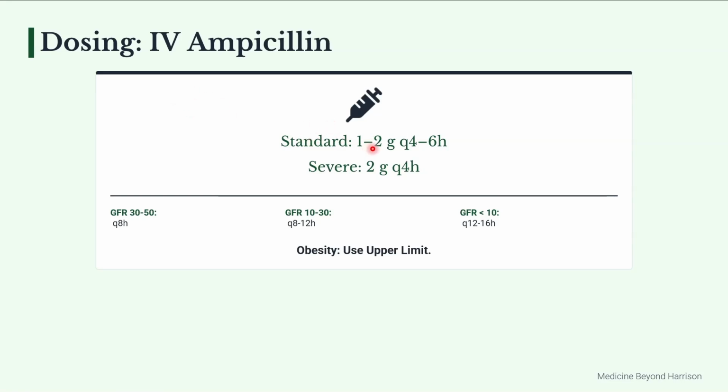For ampicillin, the standard 1 to 2 gram IV Q4 hourly is the standard dosage guideline. It is 2 grams IV Q4 hourly as the ideal dosage. For severe infections also, it's 2 gram IV Q4 hourly. In case of low GFR, the dose and frequency can be modified to Q8 hourly, Q12 hourly, or Q16 hourly. For obesity, always use the upper limit of the GFR.